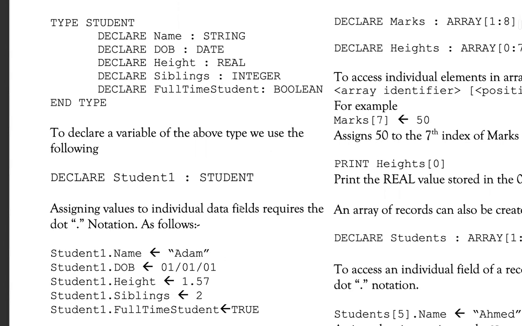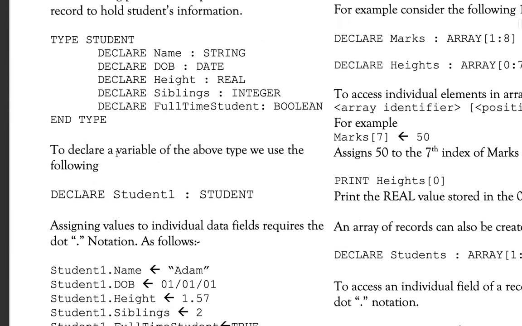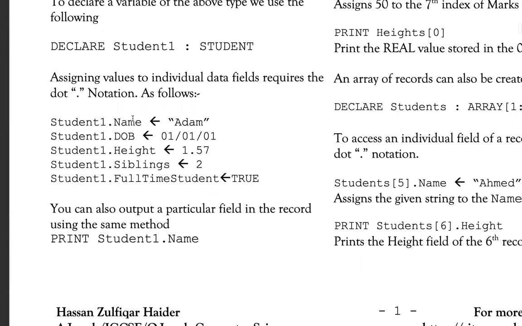Now if I want to access individual fields of student one, I can use the dot notation. So I want to access student one's name, so student one dot name, and I want to assign Adam to student one dot name. This is how it's done. I want to assign this date to student one dot date of birth, student one dot DOB, assign this date, student one dot height, assigned with 1.5, student one dot sibling, assigned with 2, and so on and so forth.